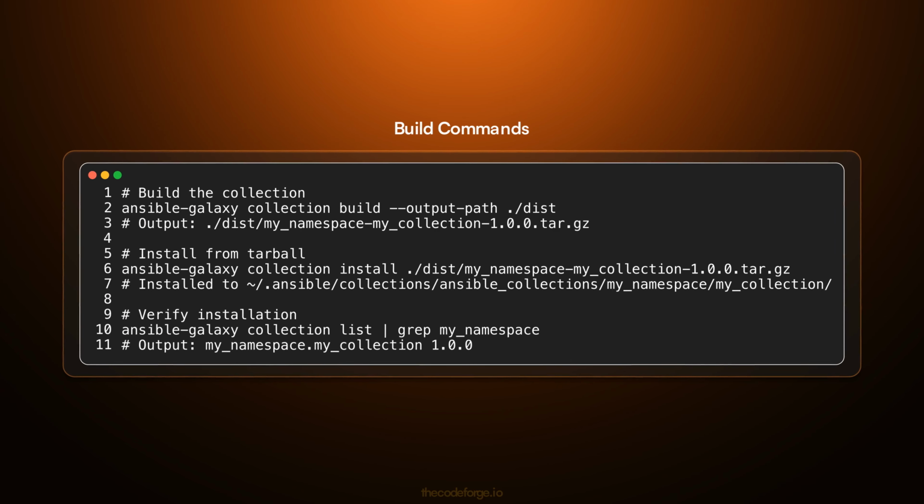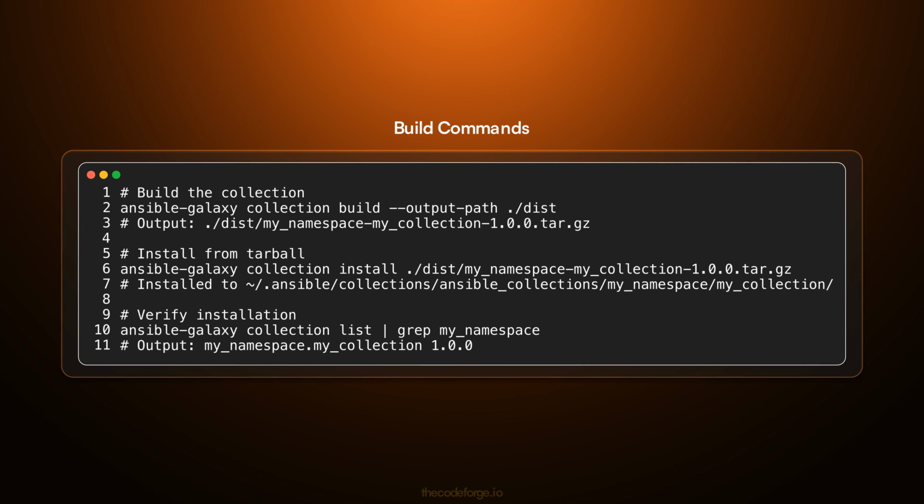Build with the output path option to specify where the tarball goes. Install from the tarball, then verify with list. Don't install by copying the source directory. Always use ansible-galaxy collection install.